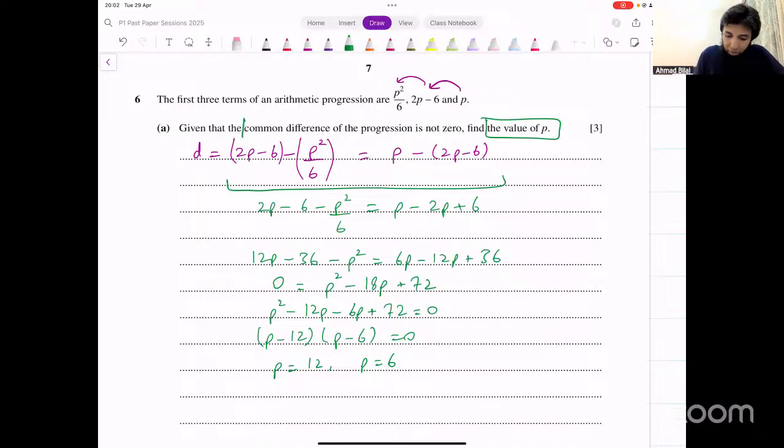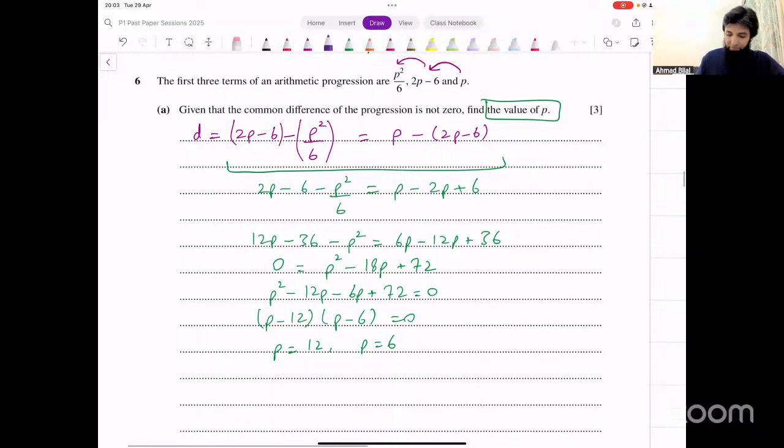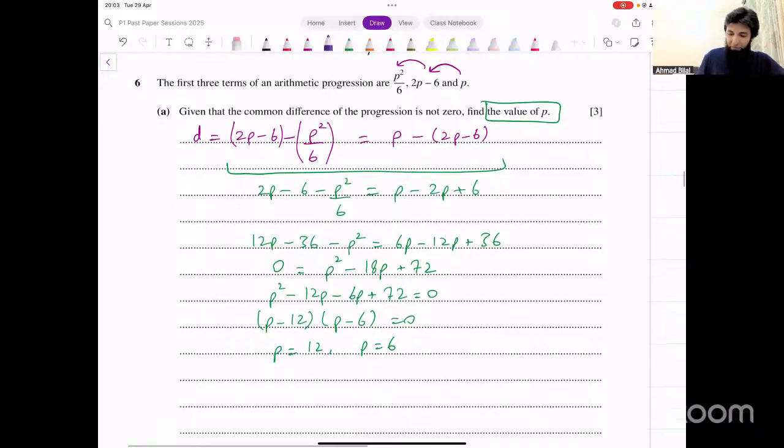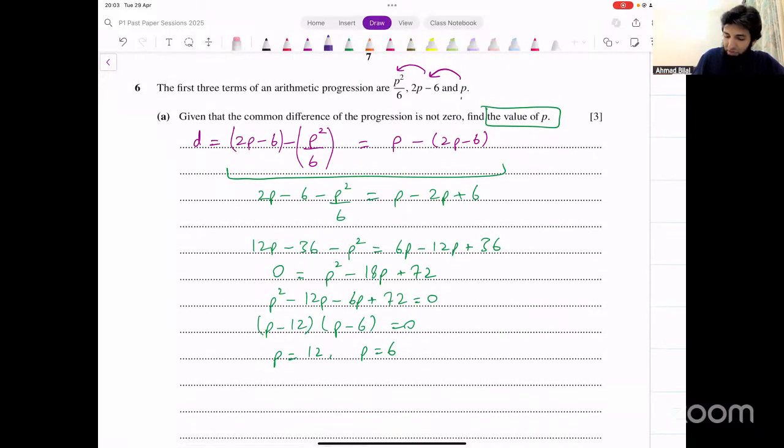Okay, the common difference is not zero. Common difference is not zero. Now, one of them might be giving you a difference that is zero. Let's figure out the value of p that gives you a common difference of zero. If you try 12, what's this last term? That's easy to evaluate. That is 12.